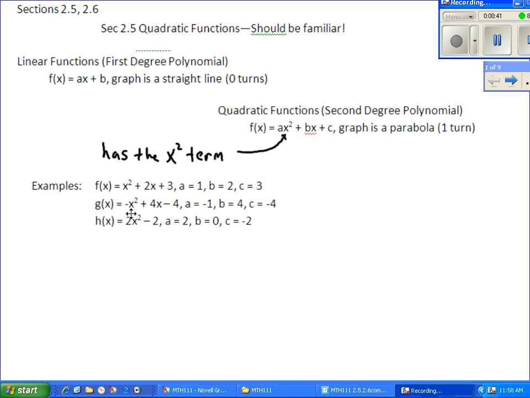g of x, negative x squared plus 4x subtract 4. a is an understood negative 1, b is 4, and c is a negative 4. Be sure you don't miss the sign. That will make a difference. And in this case, h of x equals 2x squared subtract 2. Because there's no x term, a is 2, c is negative 2, and b is 0 because of the missing x term.